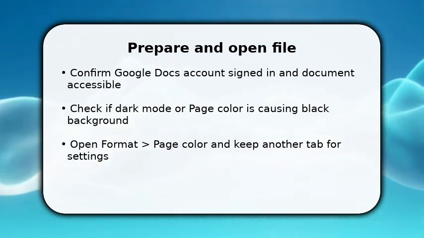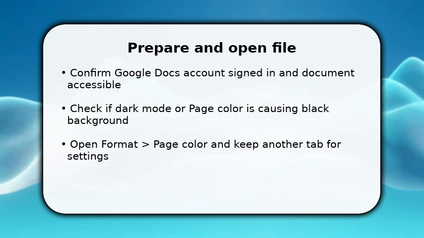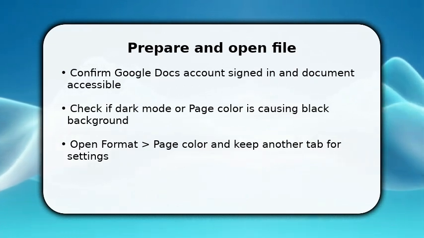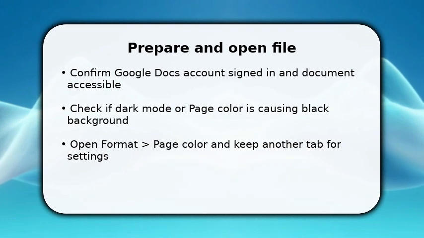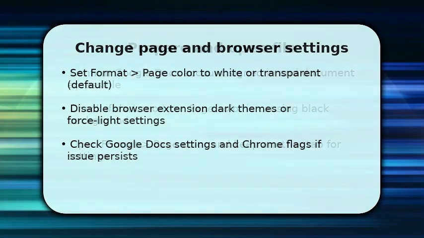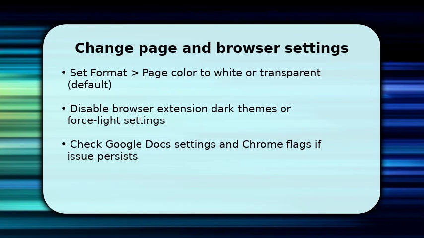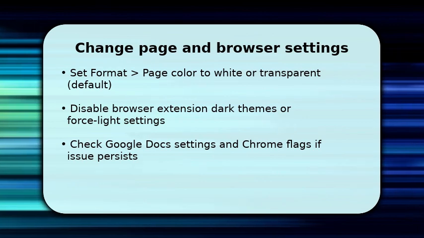Now that prerequisites are set, move to identifying the exact source causing the black background. Now change the page color to white or the default to remove document-level black fill. This directly alters the canvas color. If the background stays black, disable any browser extensions that force dark themes and toggle browser-level force dark to off.